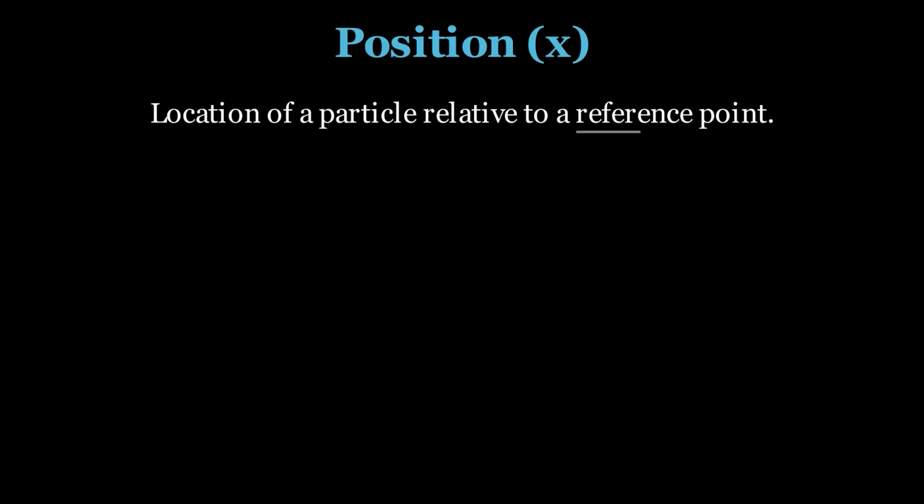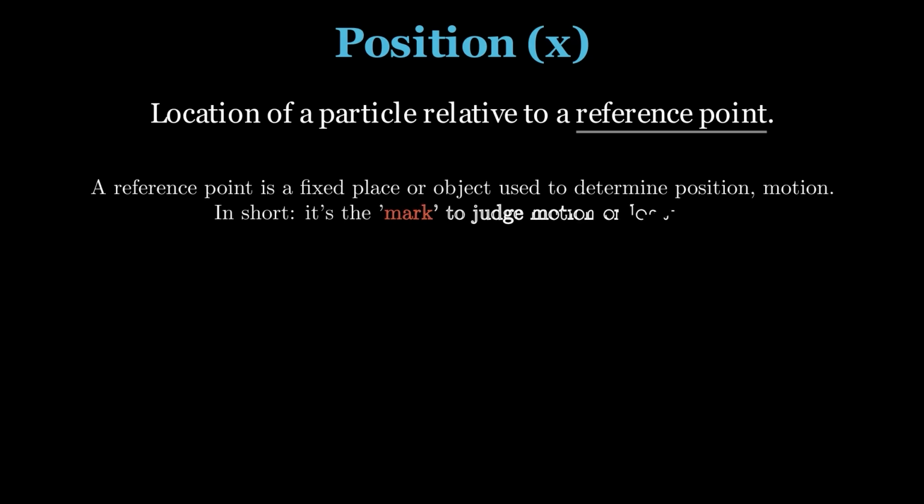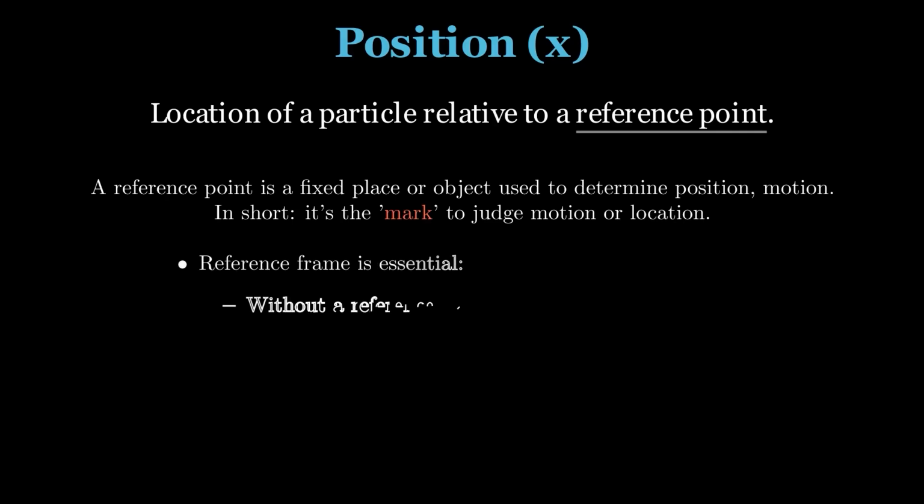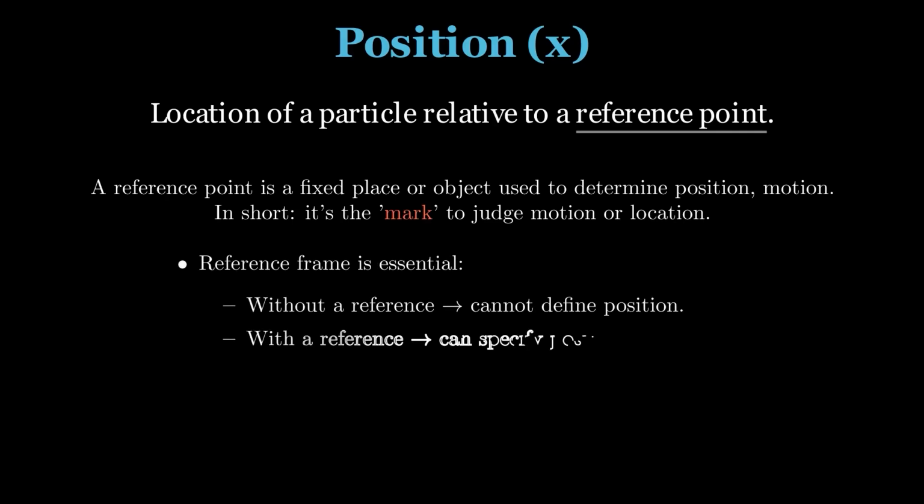Let's start with position, one of the most basic parameters in motion. The position of a particle, usually written as x, tells us where the particle is relative to a reference point, which we call the origin. If we know the position at all times, we know the particle's motion completely. A reference point is a fixed place or object used to determine position in motion. In short, it is the mark to judge motion or location. A reference frame is essential in the sense that without a reference, we cannot define the position. And with a reference, we can specify position along the line.